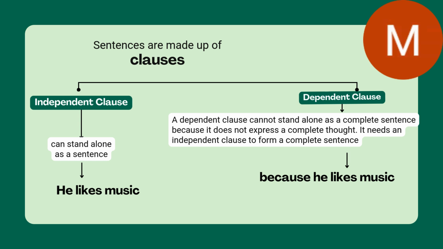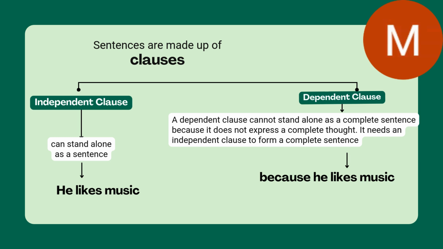An independent clause is the one that can stand alone as a sentence. It expresses a complete thought. For example, he likes music. Here you can see that he is a subject, likes is a verb, and the whole unit, he likes music, expresses a complete thought. However, in dependent clauses, the sentence is incomplete.